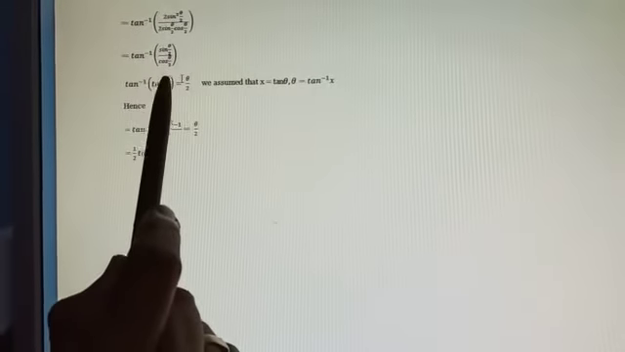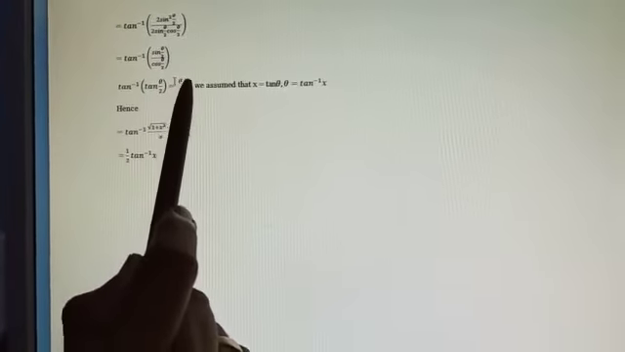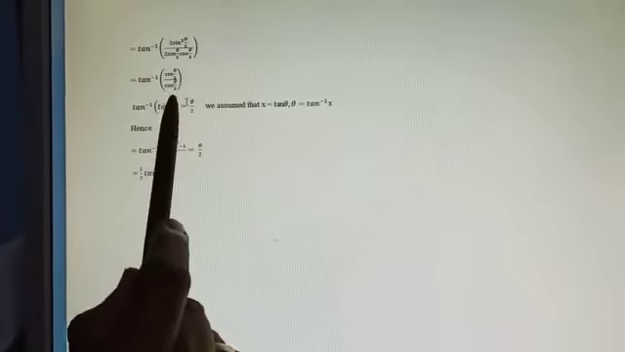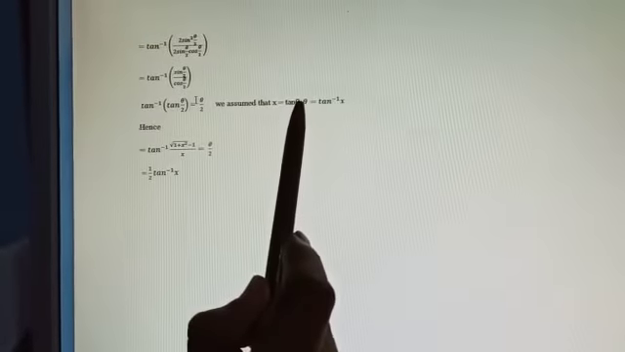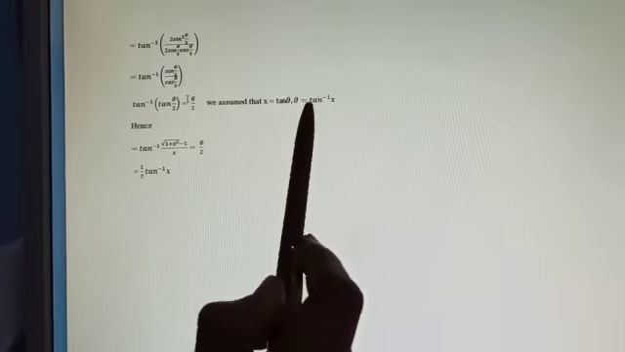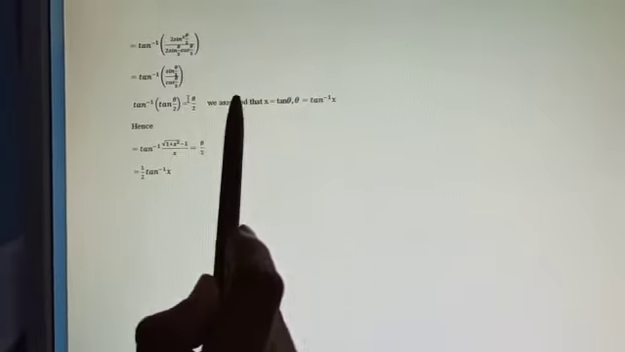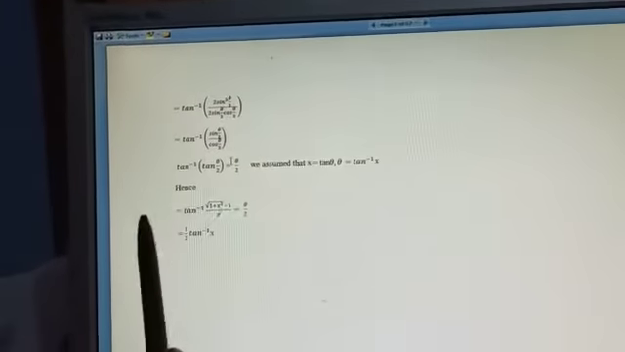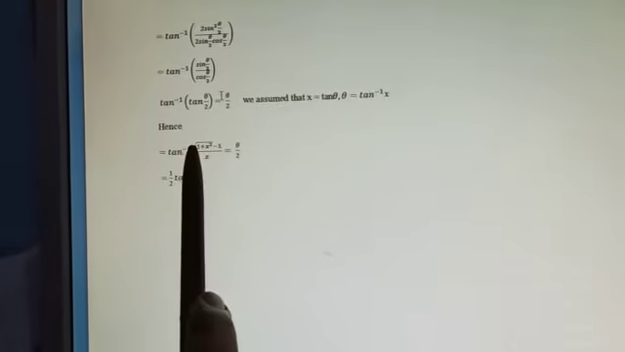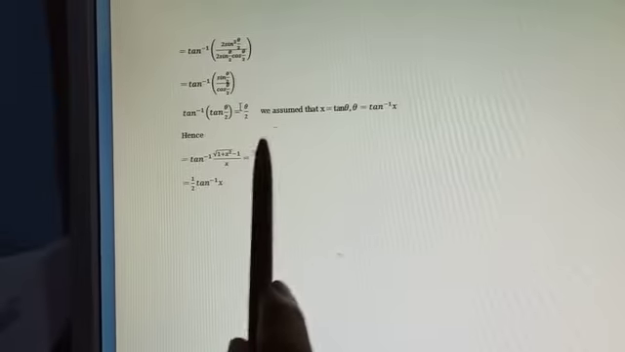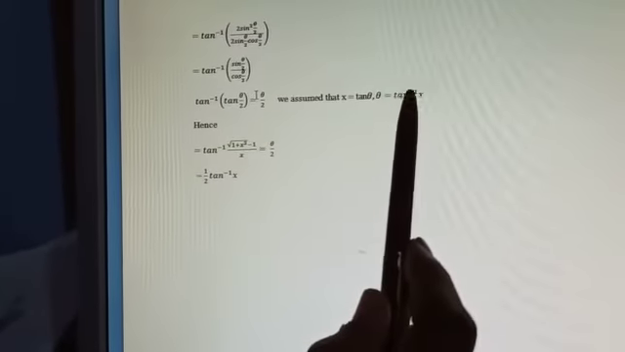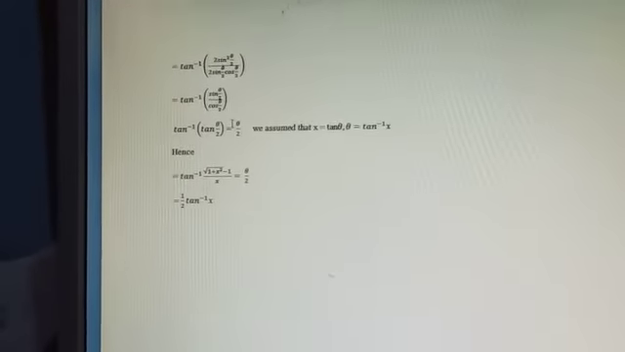We already know this thing: tan inverse of tan theta is always equal to theta. In the same manner, tan inverse of tan theta by 2 is nothing but theta by 2. So x is nothing but tan theta, and theta is nothing but tan inverse of x. So at the last step, tan inverse of root of 1 plus x square minus 1 divided by x is nothing but theta by 2. Theta is replaced with tan inverse of x, we already found out. So therefore 1 by 2 tan inverse of x. So this is the problem we have.